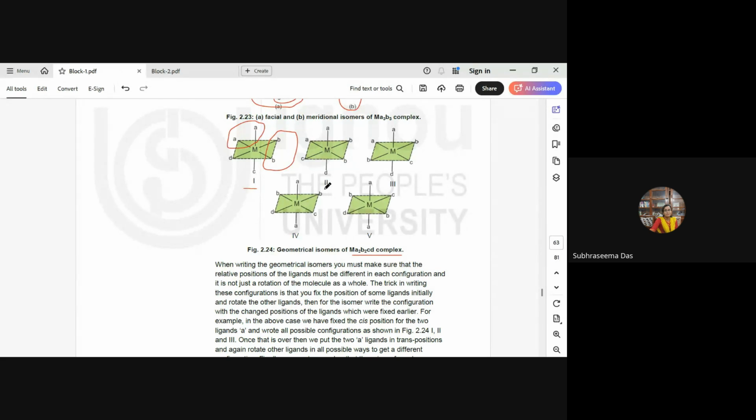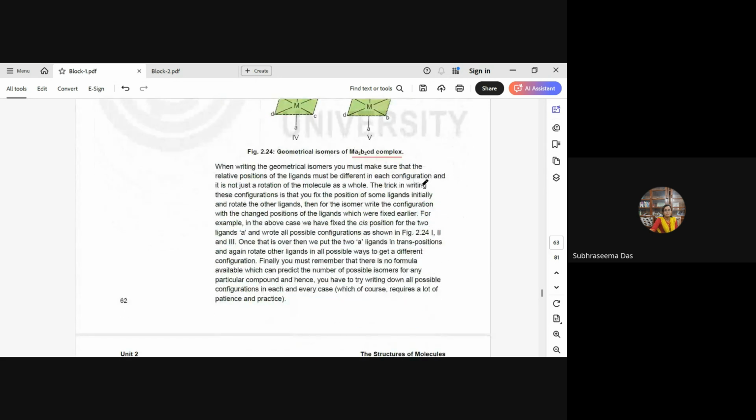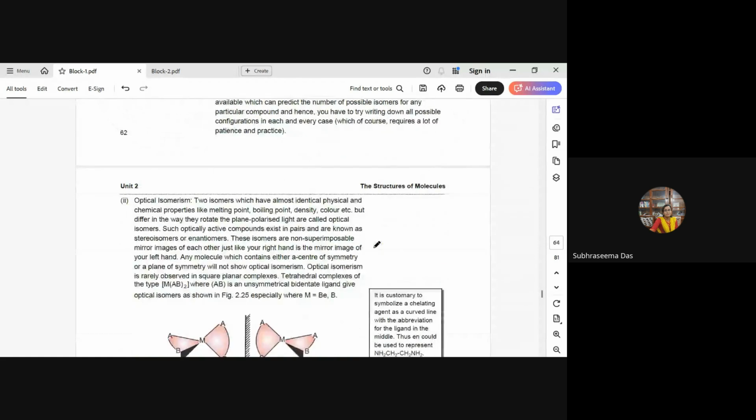That is the one here, figure 1 and figure 2. And also here in figure 3. So three possibilities are done. Once we write these, the arrangement of the ligands has to be proper, because we cannot randomly put any ligands. Writing the possible arrangements is actually a great practice, and it should be done very carefully. So this is all about geometrical isomerism.